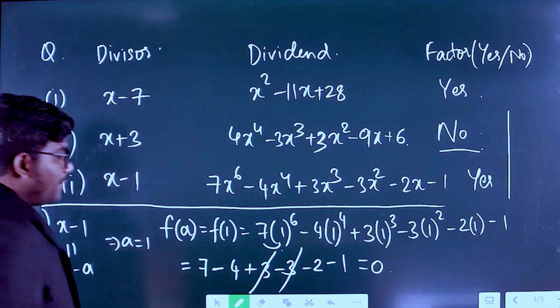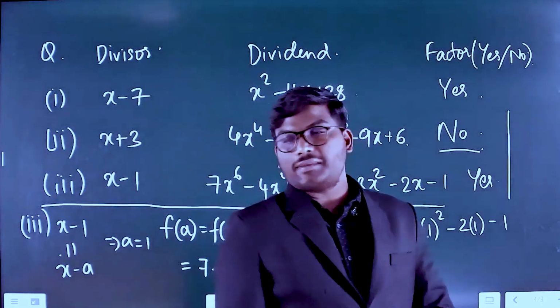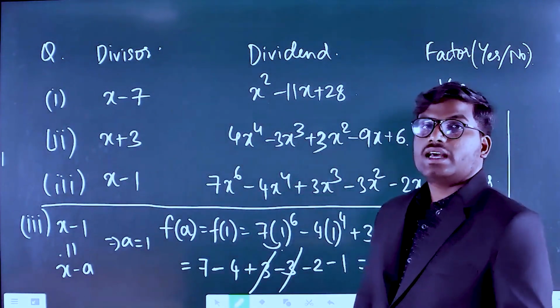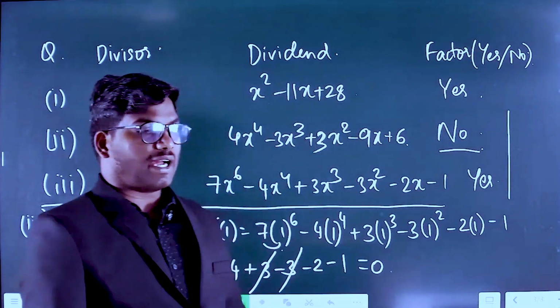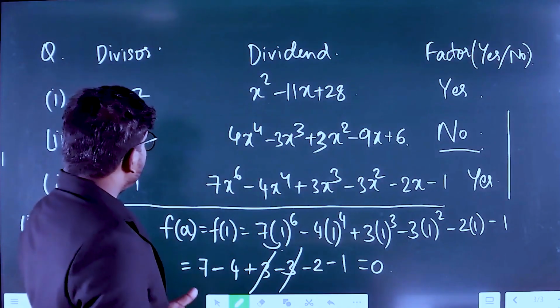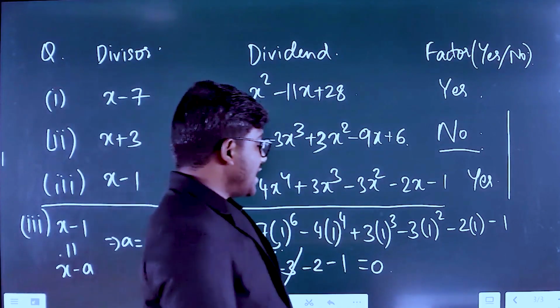So this is pretty much about factor theorem and remainder theorem and moreover about polynomials. Apart from this, we have algebraic identities. I think we have done enough on algebraic identities. So prepare for the exam well.